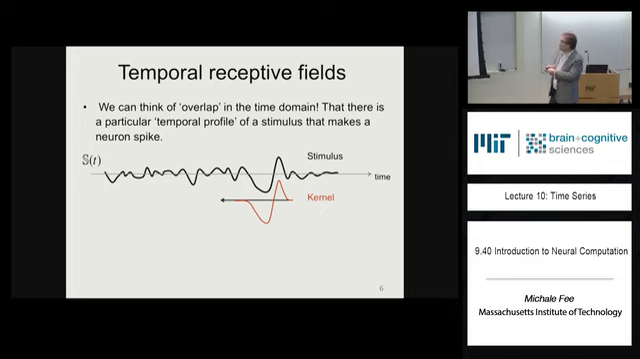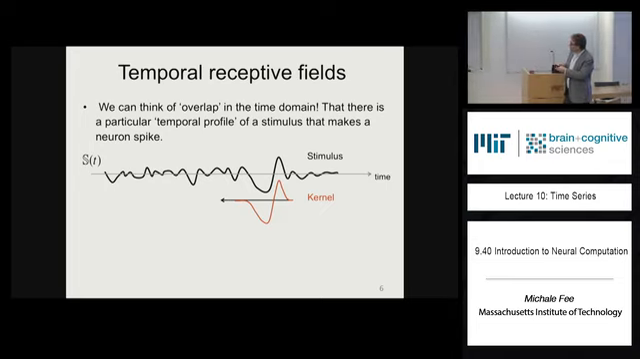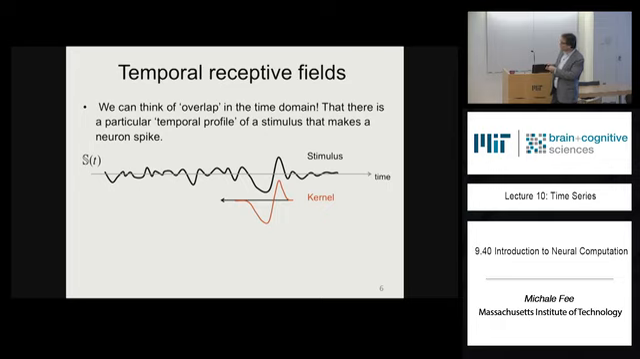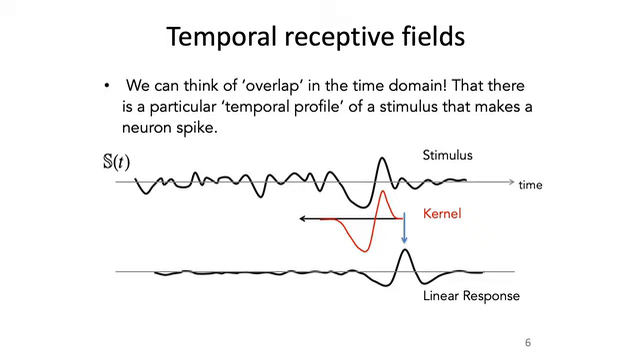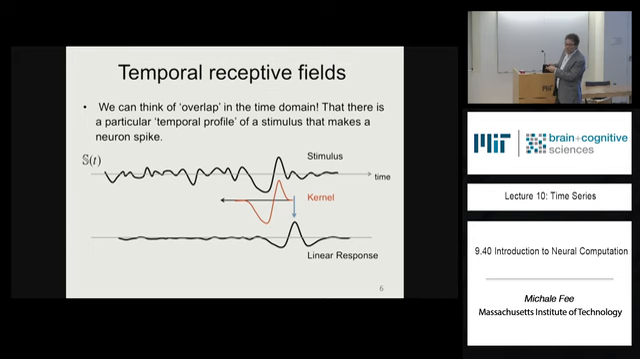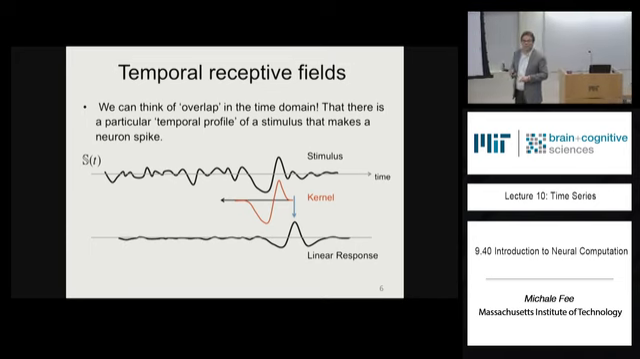Okay? The positive parts of the stimulus overlap with positive parts of the kernel. Negative parts of the stimulus overlap with negative parts of the kernel. So when you multiply that all together, you get a big positive response. And if you actually slide that across and do that integral as a function of time, you can see that this convolution has a peak at the point where the kernel overlaps with the stimulus. And right there is where the neuron would tend to produce a spike.